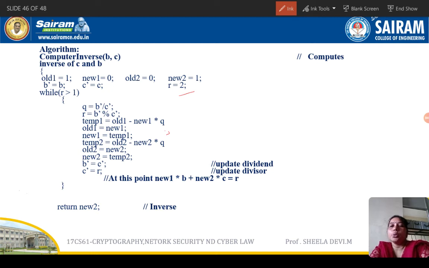Next, temp 2 is equal to old 2 minus new 2 into quotient. So what is the quotient? Whatever we have got there. Then old 2 now will be new 2.